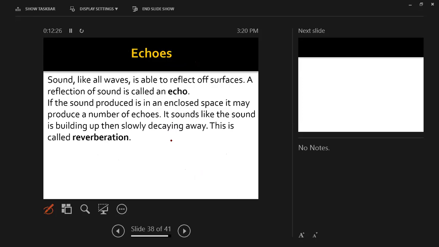So if the sound is produced in an enclosed space, it may produce a number of echoes. It can be more than one. It sounds like the sound is building up, then slowly decaying away. You're going to hear the sound first, and then after some time, your sound is going to decay and it's not going to be here anymore. If you hear more than one echo, you're going to hear that echo fade away in time. This phenomenon is called reverberation.